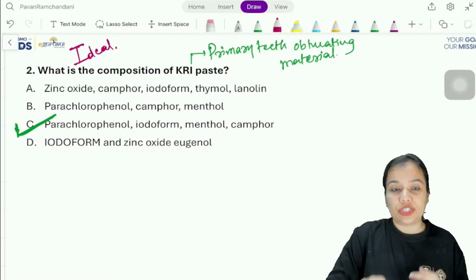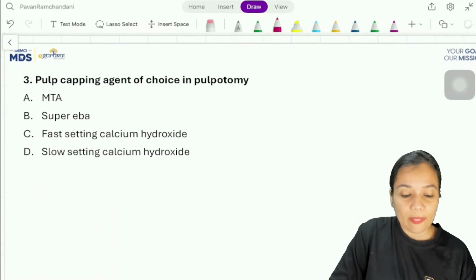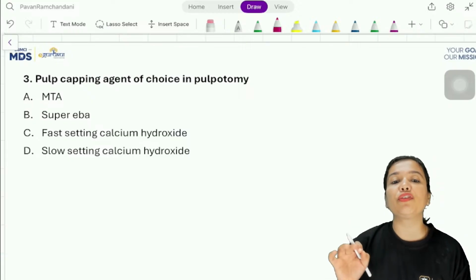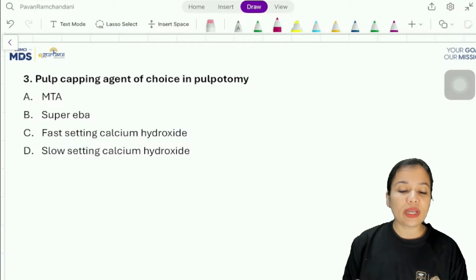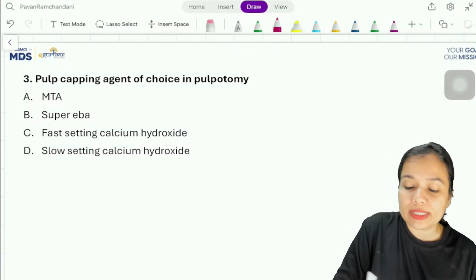The third question is, pulp capping agent of choice in pulpotomy is what? So very quickly, let us just revise what exactly is pulpotomy.